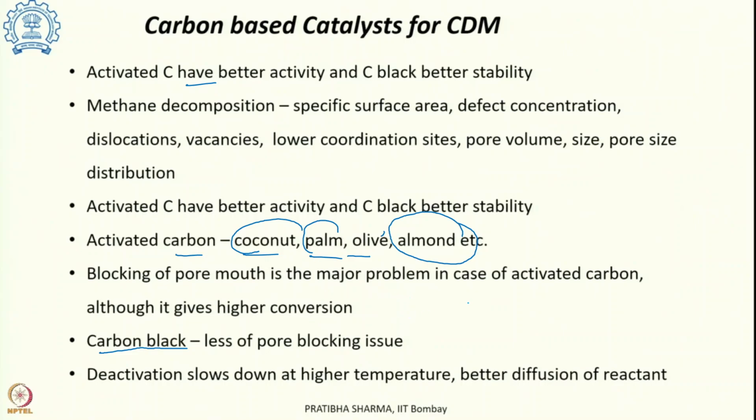Activated carbon versus carbon black: carbon black has very few pores, but activated charcoal has a very high number of pores and a high number of active sites. These active sites can participate in the reaction, and the many pores can easily filter solids from waste water. That's why activated charcoal is used in water separation and water purification industries.